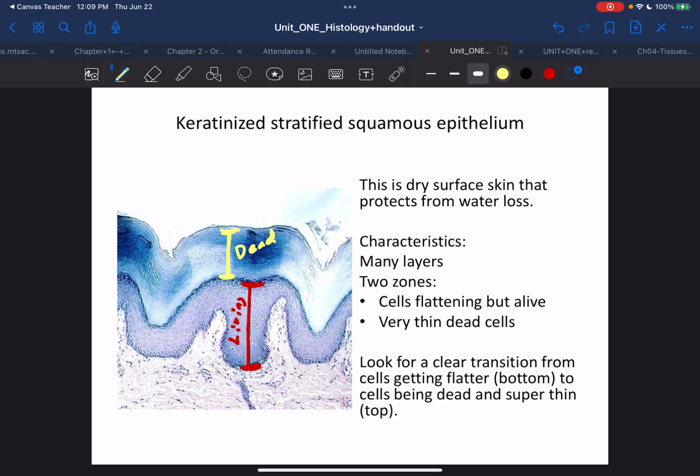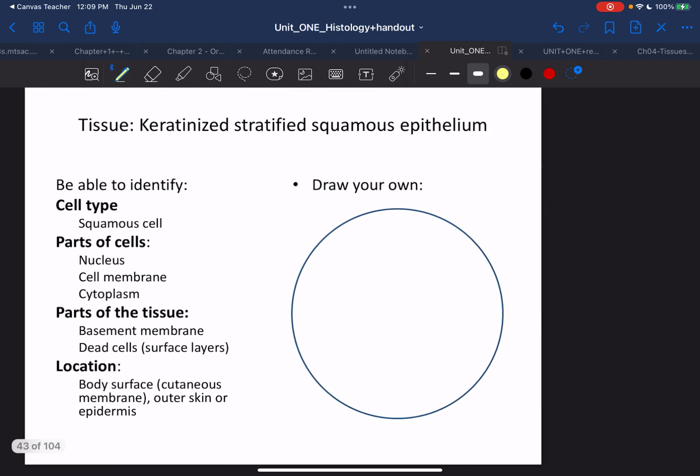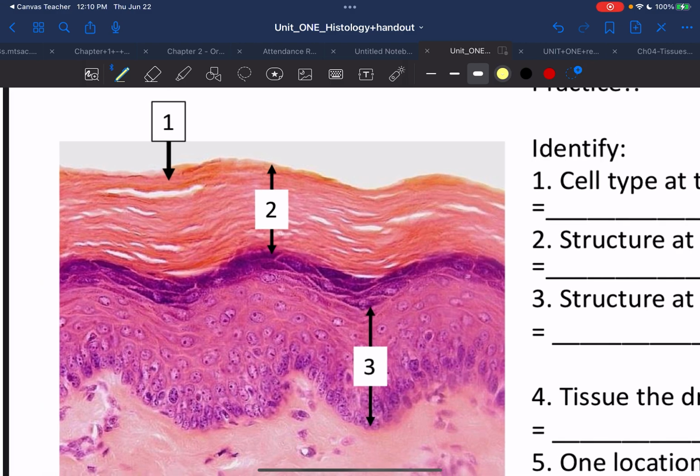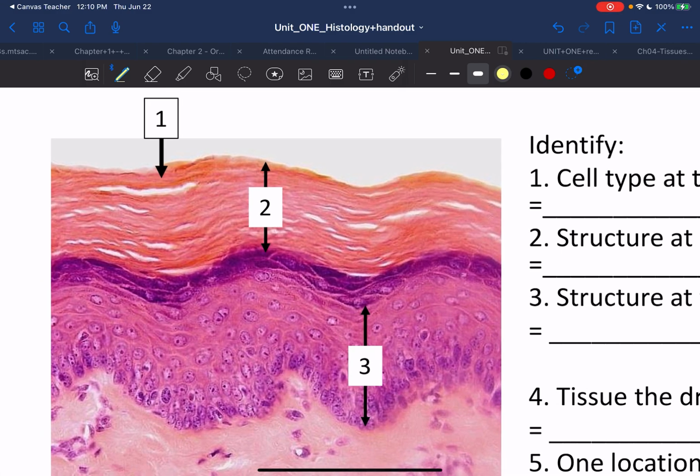And that essentially concludes everything that can possibly be asked. These questions here will ask you that very thing. It already has the arrows for you. Number 2 would be that dead zone. Number 3 would be the living zone. That's how you can always tell when you're looking at keratinized: there are no more nuclei. It looks like hairs in a way on a microscope. But here you can still see some cells in the body.